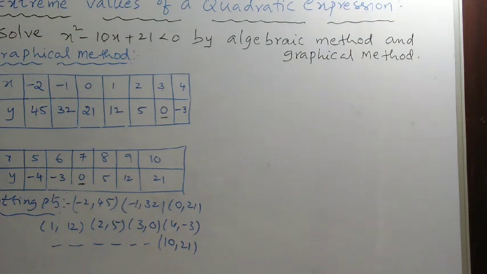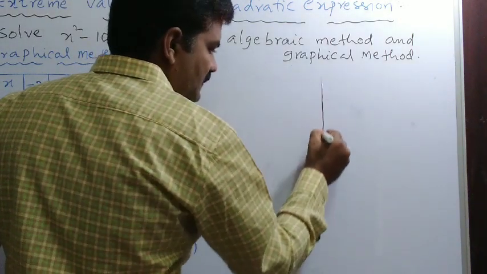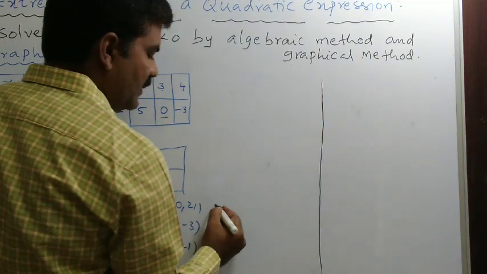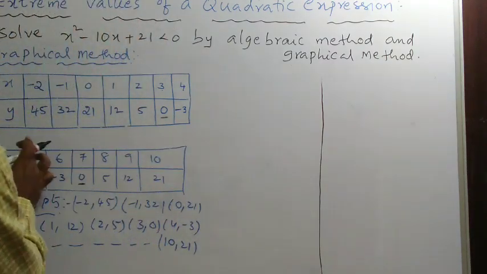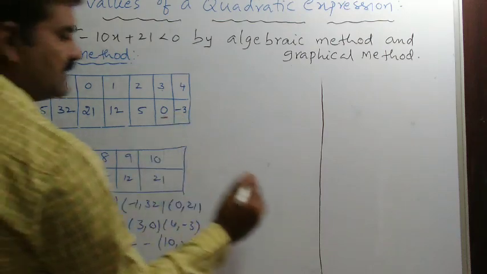Now let me plot the graph. So please consider the x-axis and y-axis. Since no y value is negative except minus 3, only minus 3 is here. Okay.